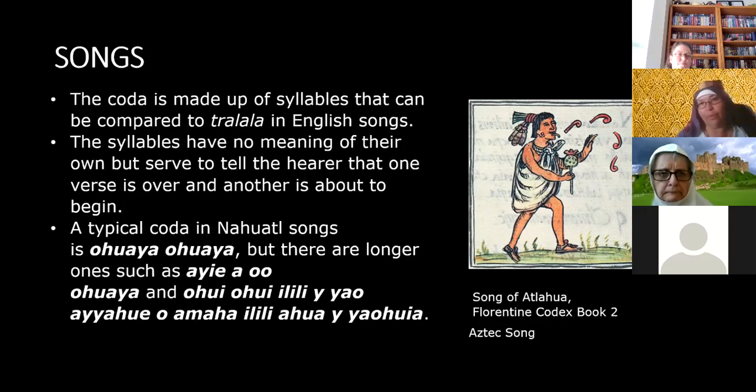The coda is made up of syllables that can be compared to the tra-la-la-la in English songs. The syllables have no meaning of their own, but serve to tell the hearer that one verse is over and another one is about to begin. So pretty much like, okay, this is the end of one verse, now we're going to give you another verse. A typical coda in Nahua songs is waya waya, but there are also longer codas, as you can read there.